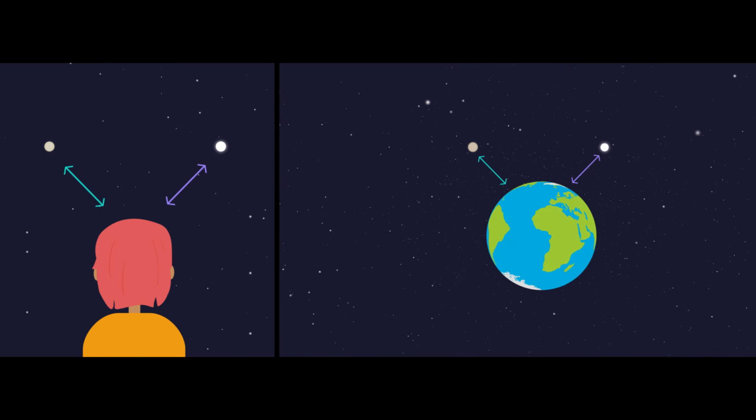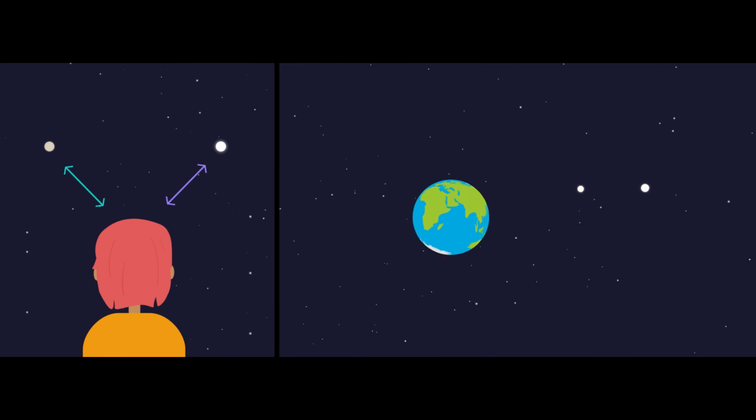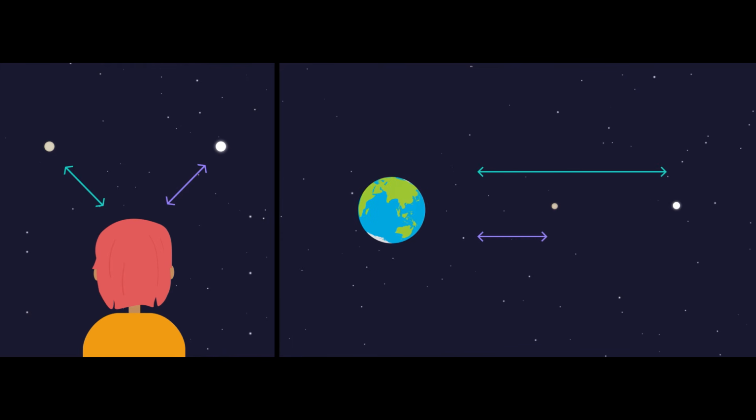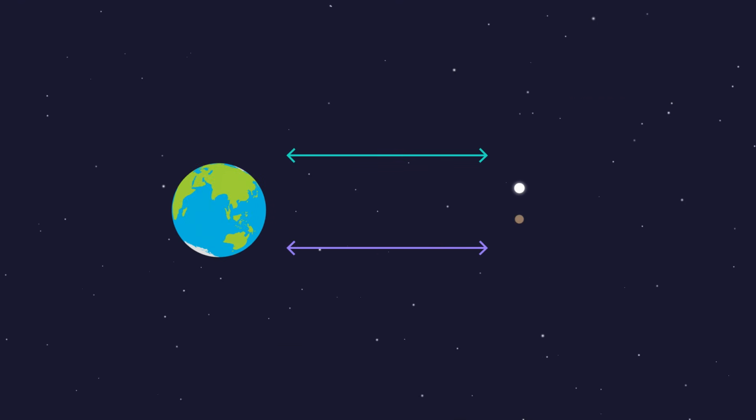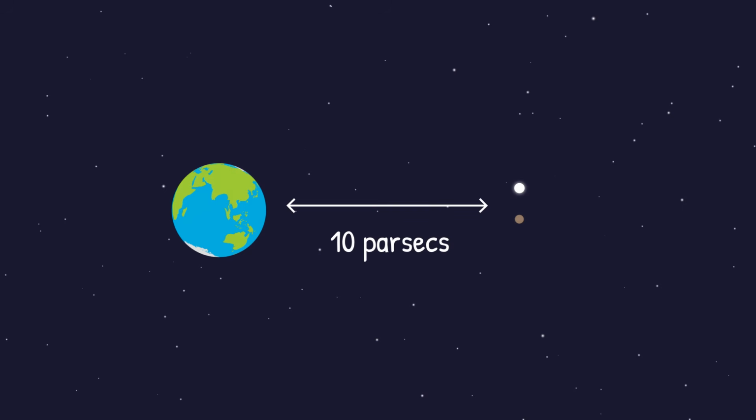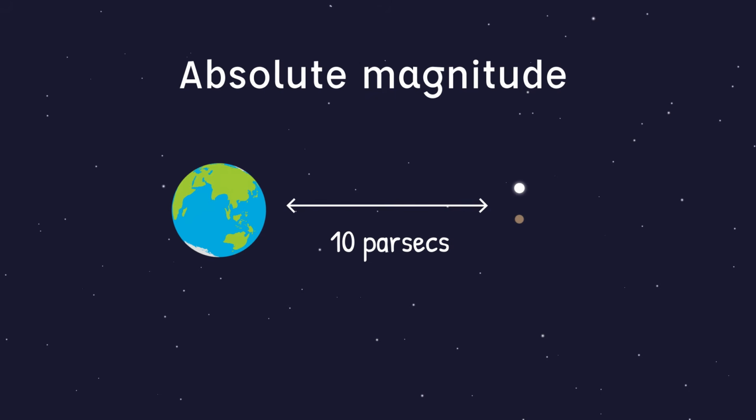However, this is only how it looks from Earth. It could be that the star only looks bright to us because it's closer to us than the other stars. If we lined the stars up at the exact same distance from us, we could compare their intrinsic brightness. We call the brightness a star would have at a distance of 10 parsecs from us the absolute magnitude.